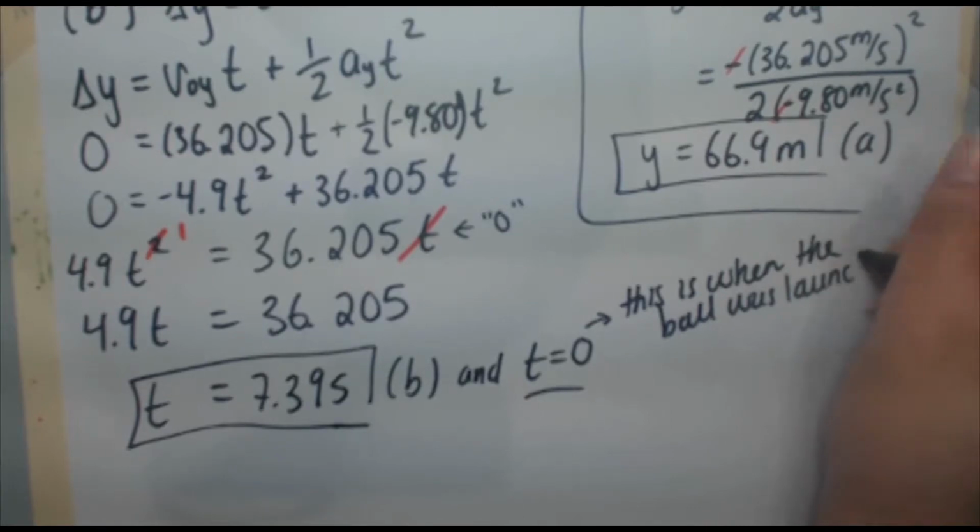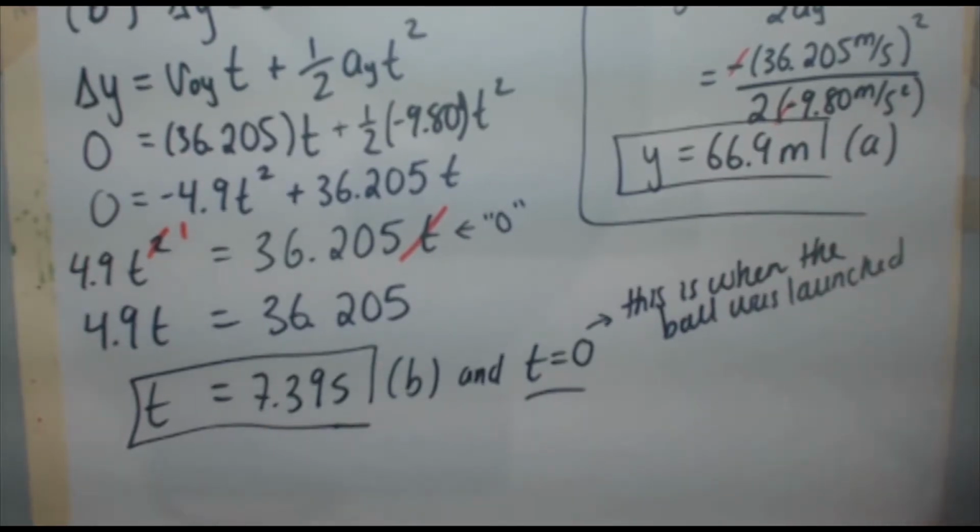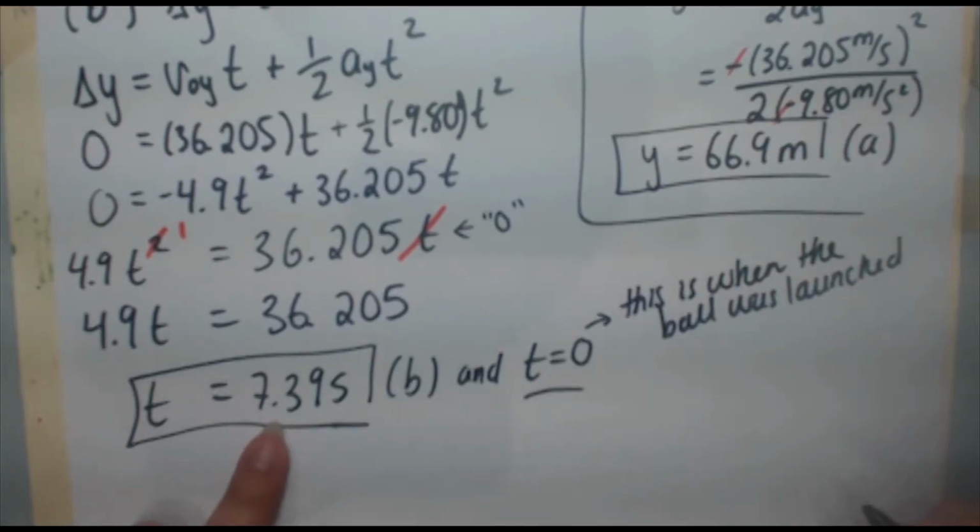Right? Because at that point, the delta y was also 0. But we want the delta y 0 after a certain amount of time, so therefore 7.39 seconds is your final answer. Okay, so part B is done. Okay, so let's move on to part C.